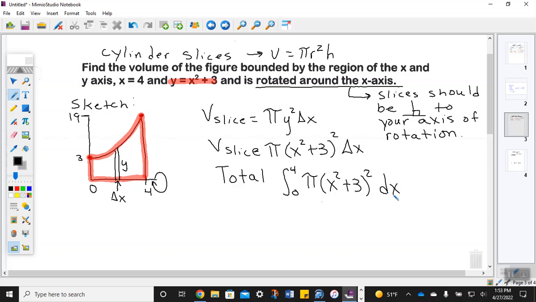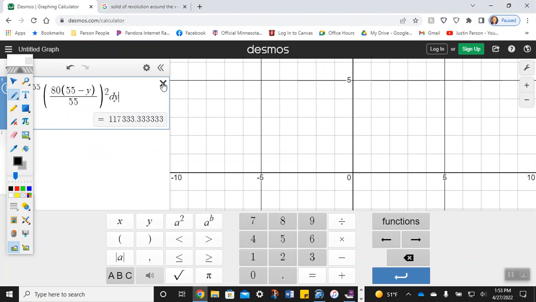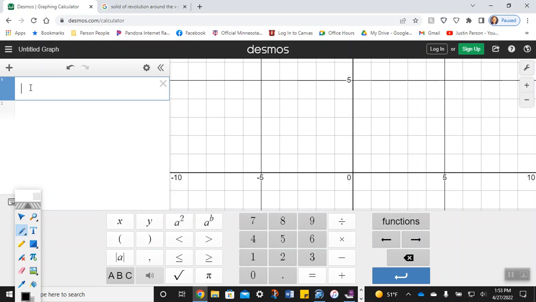And once you've set it up, I can make you do it the long way, or I can say go to the calculator and punch it in. Where are you going? Okay, so let's jump into Desmos. You guys are going to tell me what to type. Oh my gosh, this is so cool. Okay, so we're going to go integral. What are our limits? 0, 4, following, parentheses, x squared plus 3, squared, yes.